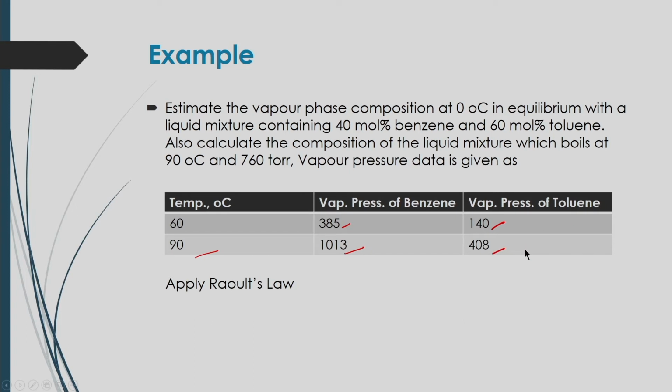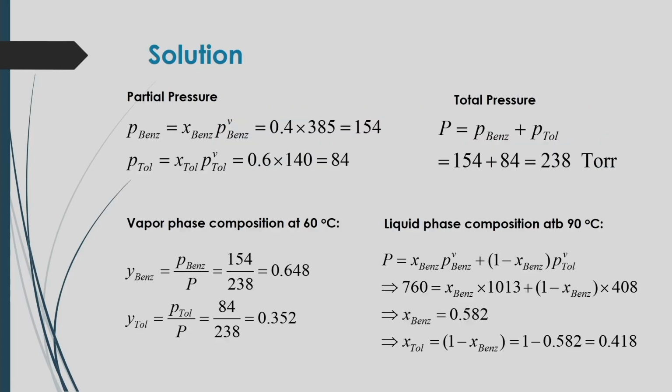Now, if we apply Raoult's law to solve this problem, we can write the partial pressure of benzene, based on Raoult's law, as X benzene into the vapor pressure of benzene.